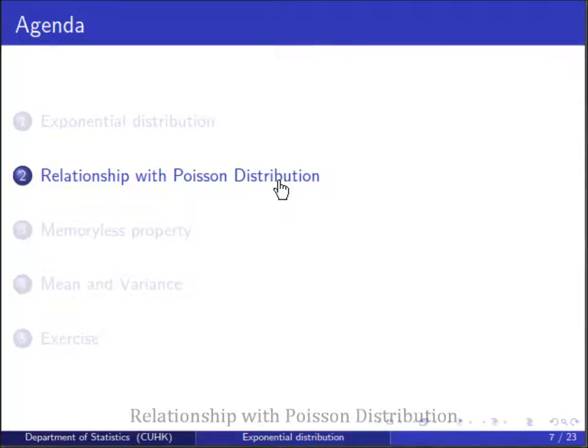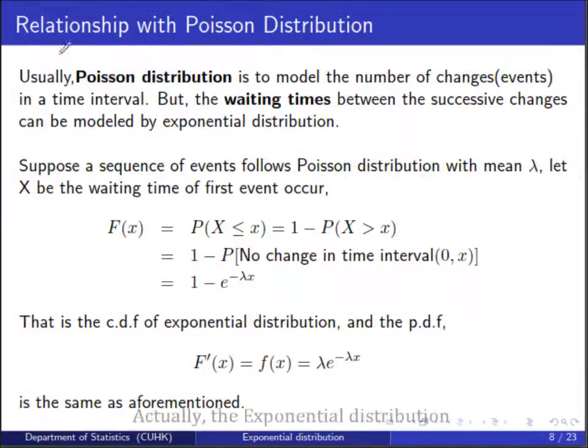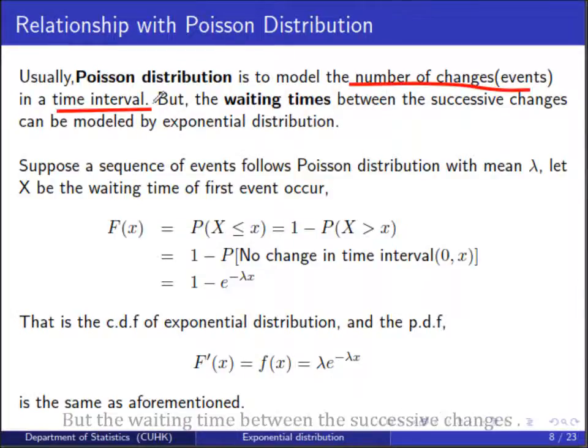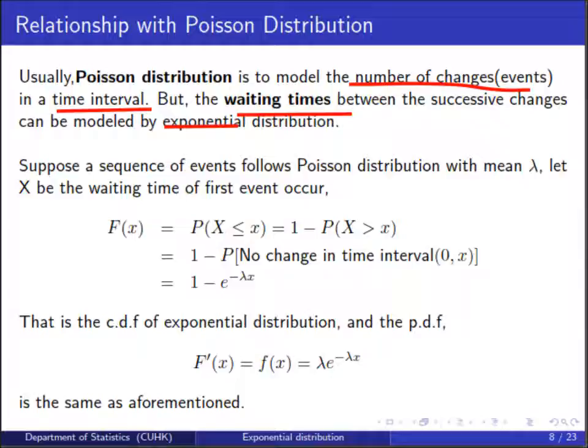Relationship with Poisson distribution. Actually, the exponential distribution and the Poisson distribution are closely related. Poisson distribution is modeling the number of changes in a time interval. But the waiting time between the successive changes can be modeled by exponential distribution.